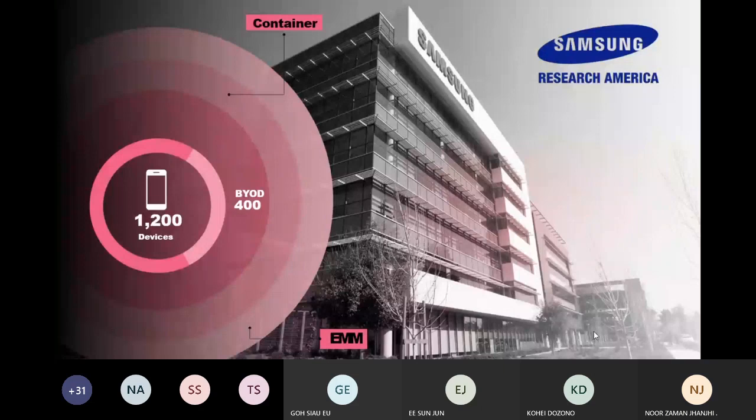If you go to the next slide, you can see this is the container by Samsung. This is their own research center in USA. What this research center is doing, you can find here: EMM, BYOD, and container and devices. EMM, as I briefed you, is enterprise mobility management, which controls all our cell phones. BYOD stands for bring your own device. I repeat, bring your own device.